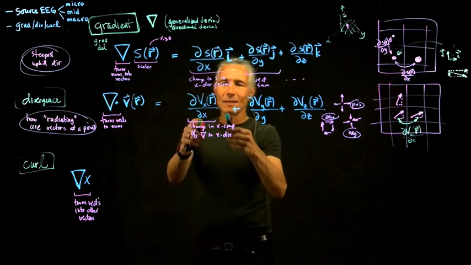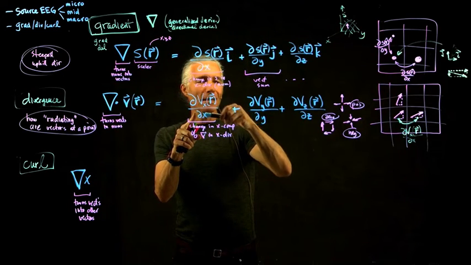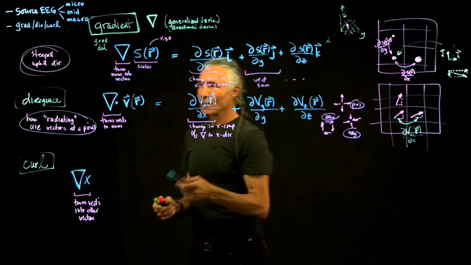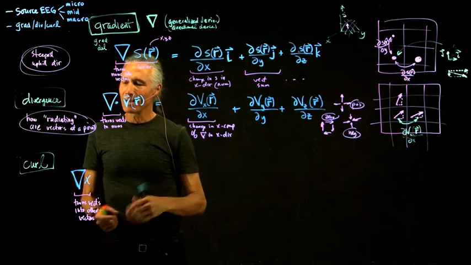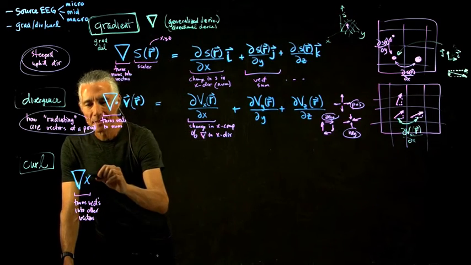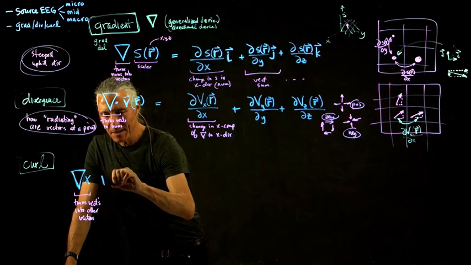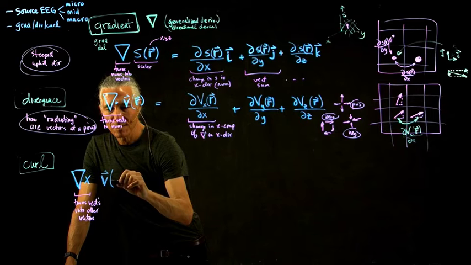This one was kind of a dot product like operation where we do x against x, y against y, z against z. This one is a cross product. So remember the cross product, you're mixing x and y and z. And so this guy operates on a vector field, just like this one does.